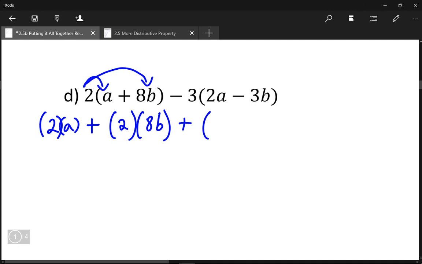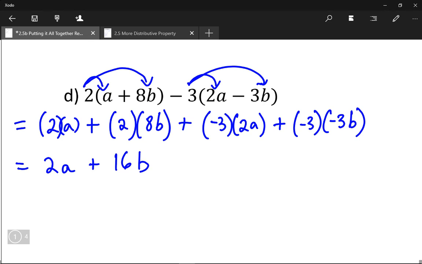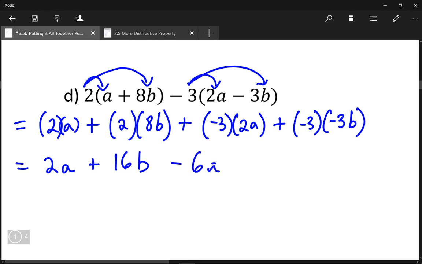Then the next term, the next bracket here, I have negative 3 times 2A. And I have negative 3 times negative 3B. So plus negative 3 times negative 3B. Then I multiply everything out together. I have 2 times A, which is 2A. 2 times 8B, multiply those numbers, so I get 16B. And minus 3 times 2 is minus 6A. And minus 3 times minus 3 is positive 9B.